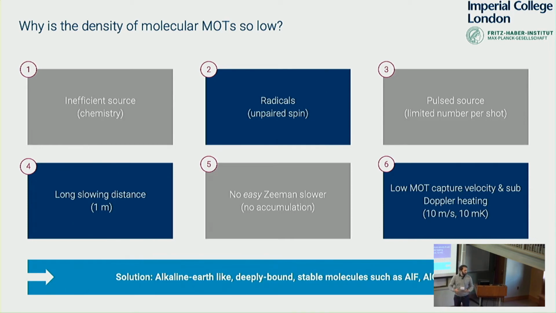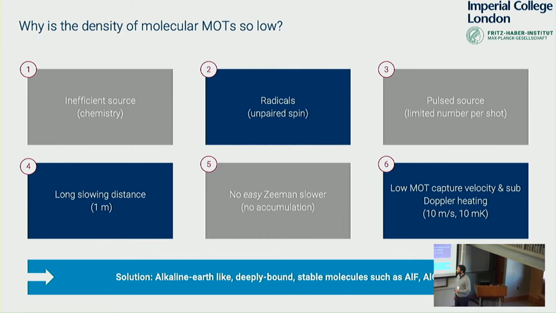So compared to atoms, we have to deal with some chemistry. Until now, usually only radicals have been cooled, so we have an unpaired spin. This again lowers our reaction efficiency, giving us just a lower number of molecules that we prepare in our source. We typically have pulsed sources, so we can't really accumulate many molecules over a long time. We only load a single shot into a MOT. The scattering rate is very low, so that leads to a very long slowing distance. We are far away from the source. This lowers our density again.